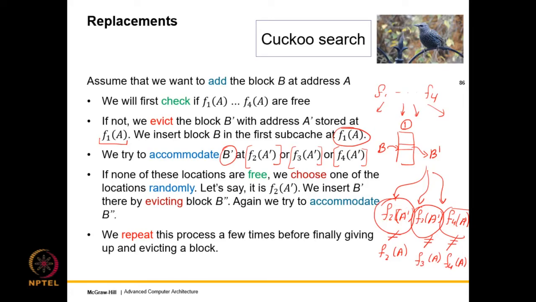We can put B dash in one of these locations, toss out the block B double dash, which was over there, and try repeating the process, because B double dash will again with high likelihood map to another set of different locations. And once it maps to another set of different locations, ultimately after maybe a few rounds, we will find some free locations. So this method is called cuckoo search.